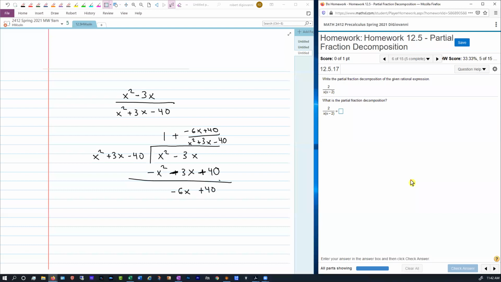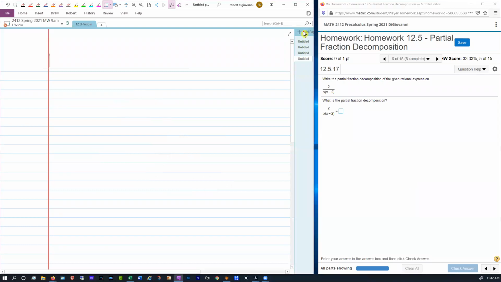Okay, write the partial fraction decomposition. So finally, we're getting into partial fraction decomposition. Here we have 2 over x times x minus 2. We know that the degree of the numerator is 0 and the degree of the denominator is 2. We can go ahead and factor the denominator, but it's already factored, so we're ready for the next step.